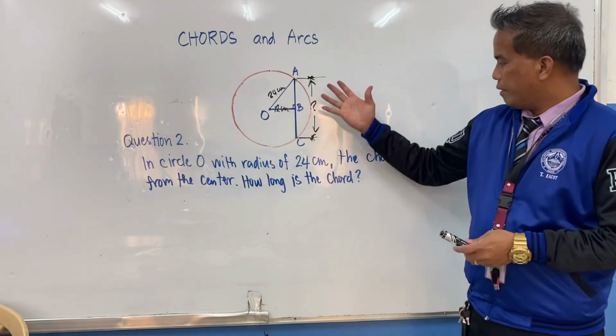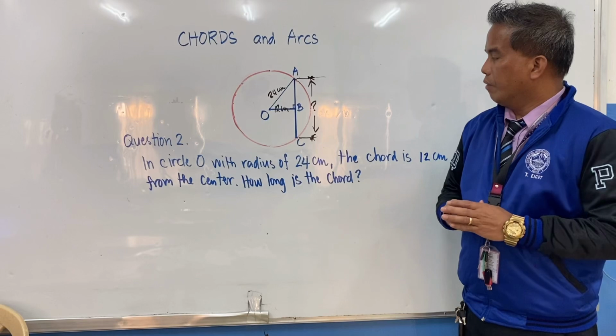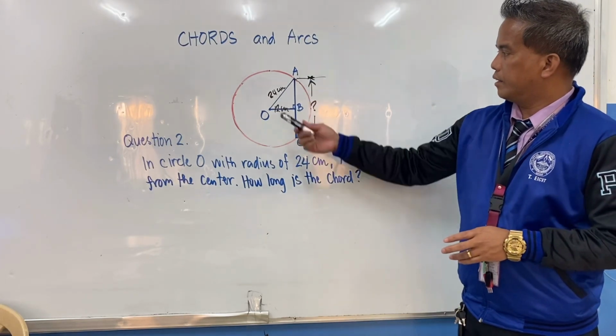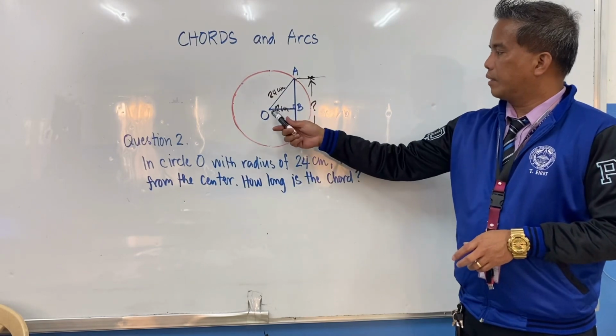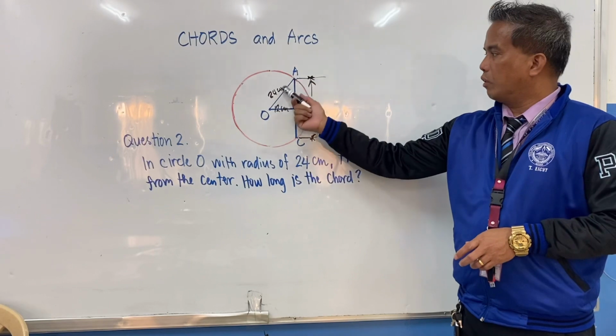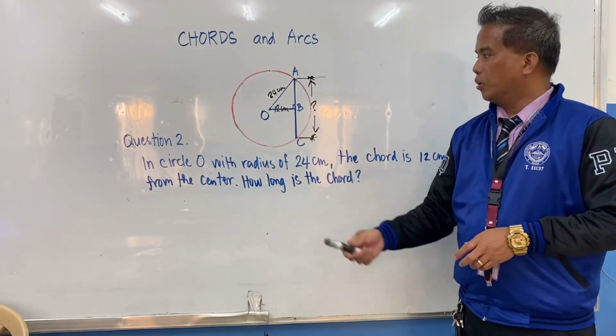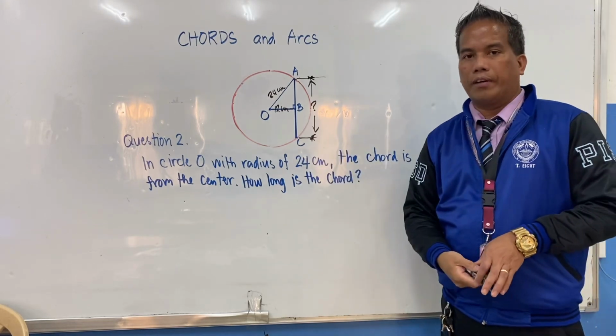Then from the given, by inspection, you will notice that there is a right triangle. We have triangle ABO. So the right angle is here, so this will be the hypotenuse. To find AB, we are going to use the Pythagorean theorem.